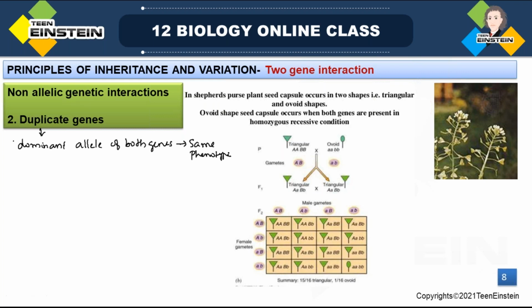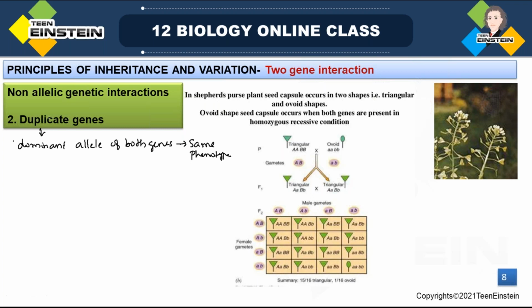Okay. What I mean by that? It is not necessary to be present together in dominant condition. In the previous example, what we learned is that both should be present together, then only it will give a purple color flower. In complementary genes, both should be in dominant condition, then only it will give a result. But here in the duplicate gene, it's not necessary to be present together in dominant condition. If both are present together or both are present separately, that forms the same phenotype.